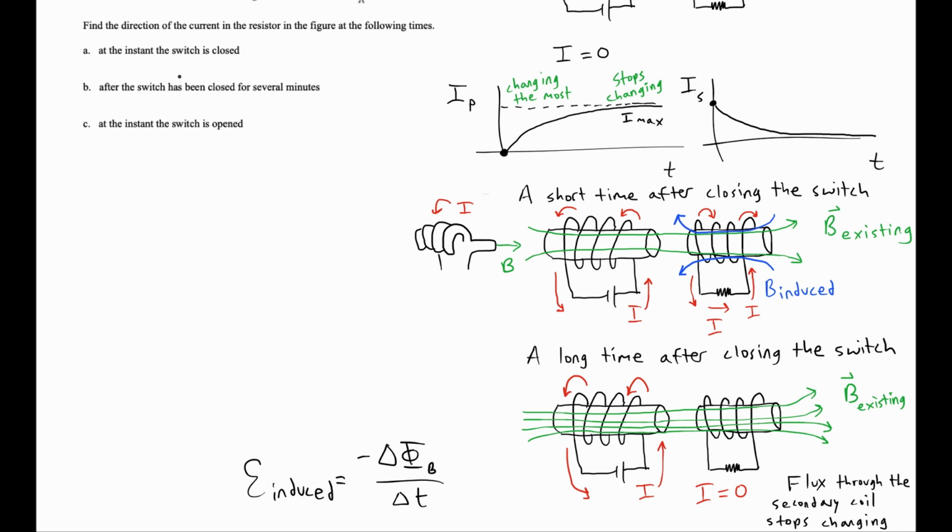So we can answer these questions here. At the instant the switch is closed, current in that resistor of the secondary coil flows to the right. It's not always the case that if the primary current is counterclockwise, then the secondary will be as well. It really depends on many factors, one of them being the orientation of the windings of the coil, so it's always something to look for. After the switch has been closed for several minutes, we'll see that the current in the secondary coil will have stopped.